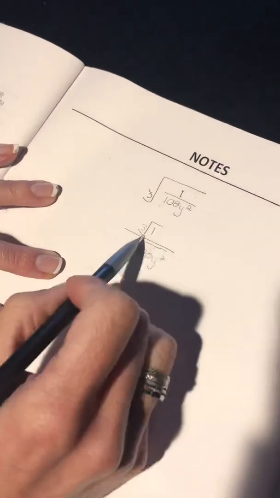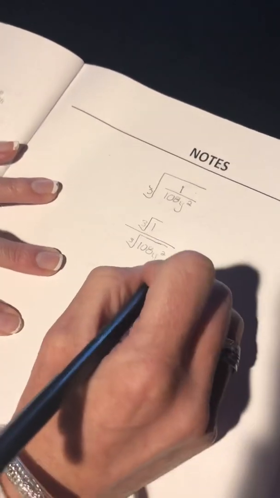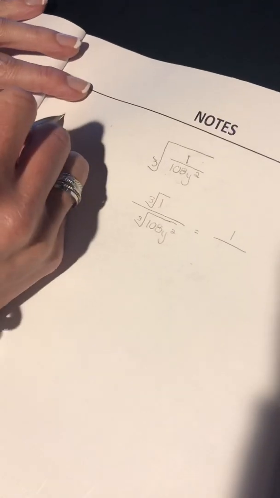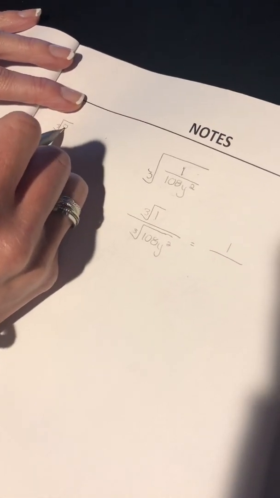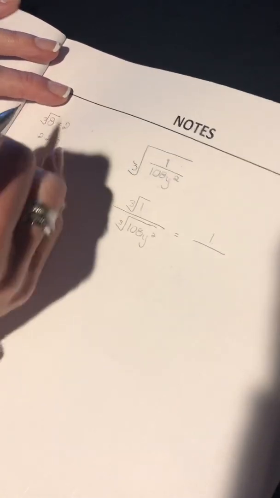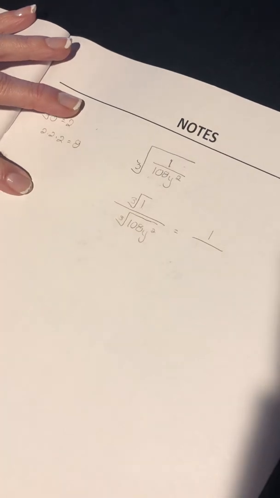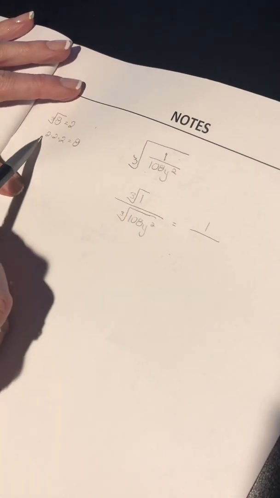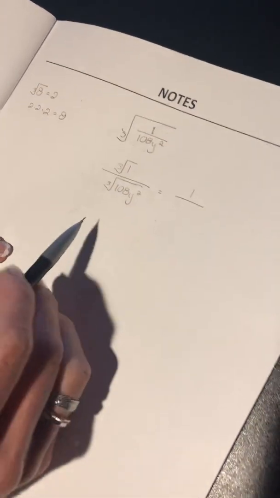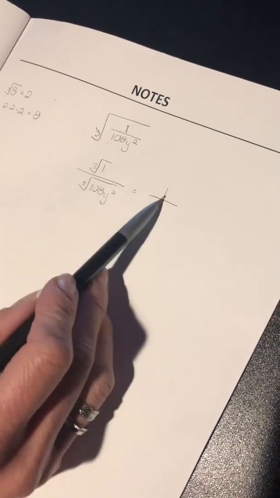Looking at just the numerator first, the cubed root of 1 is just going to be 1, because 1 times 1 times 1 is 1. Or if we think about cubed roots, the cubed root of 8 is 2, because 2 times 2 times 2 equals 8. So whenever we're looking at anything to do with cubed roots, we are looking for 3 numbers times itself to be the cubed root. So the cubed root of 1 is 1.